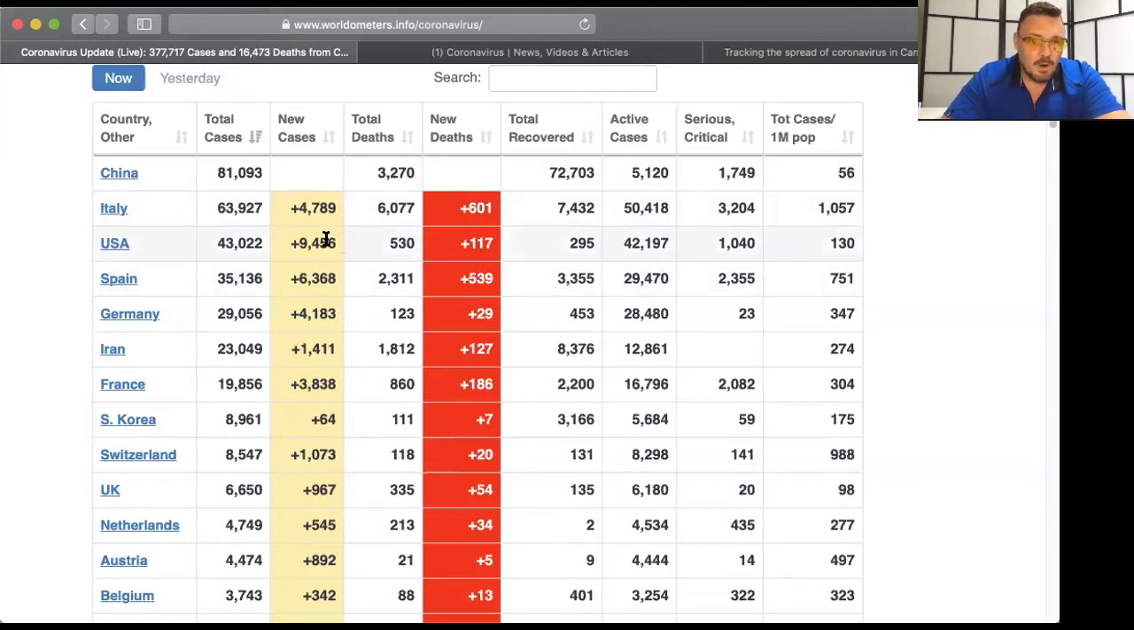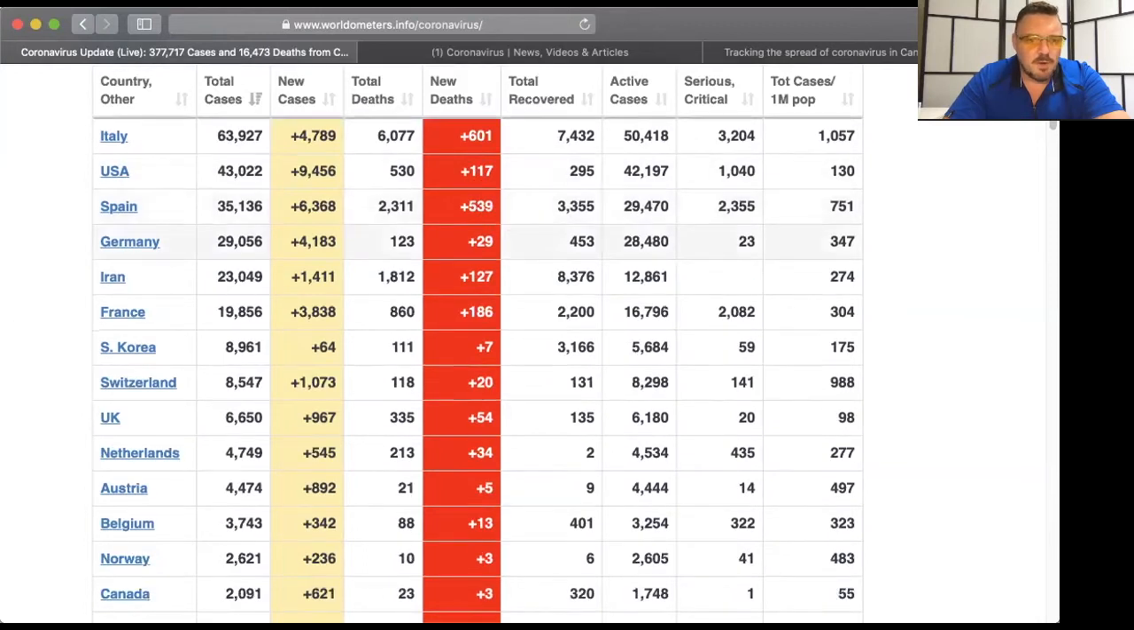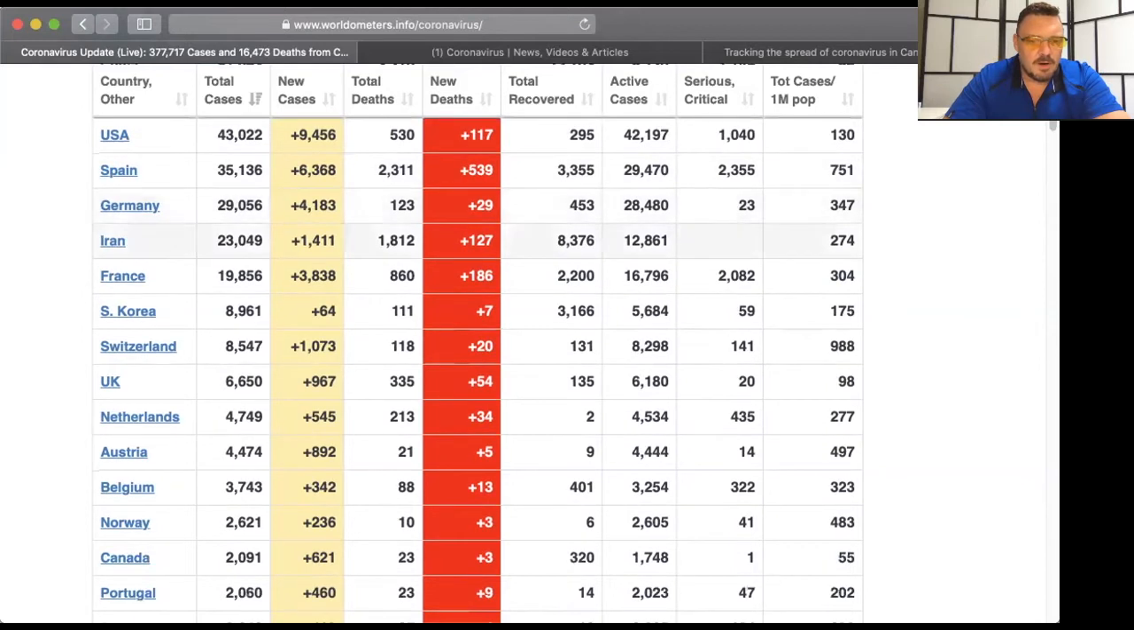USA, wow, a lot of new cases in the United States. We'll talk to Angela a little bit more about that. But I mean, 25% of the existing cases, almost about 22%, just in one day. Spain, we're looking at new deaths of a little over 20%. That's also high. We go on and on.